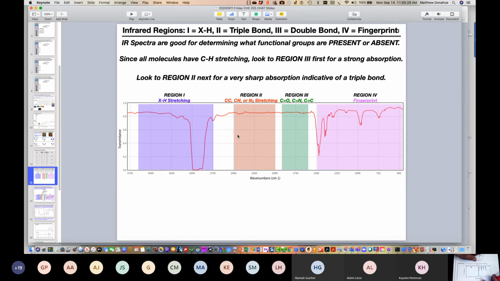The first thing I want you to do, without even looking at this, is figure out how many degrees of unsaturation are present in this molecular formula, C6H10O. I think it's two. So we're going to get two degrees of unsaturation.